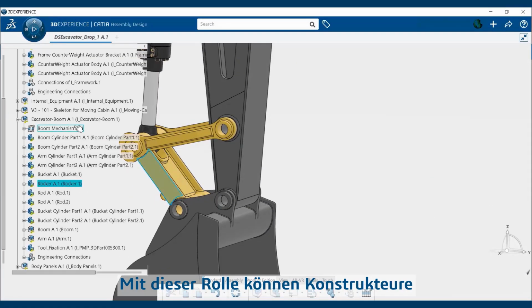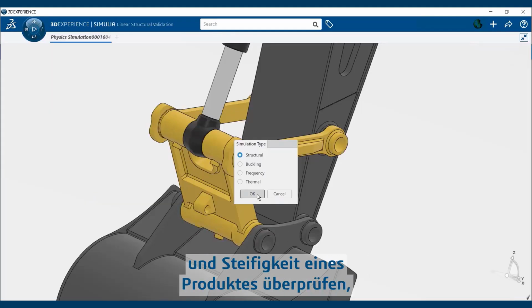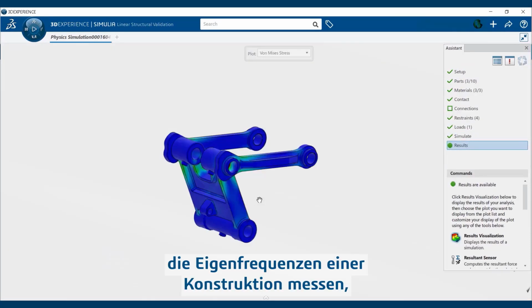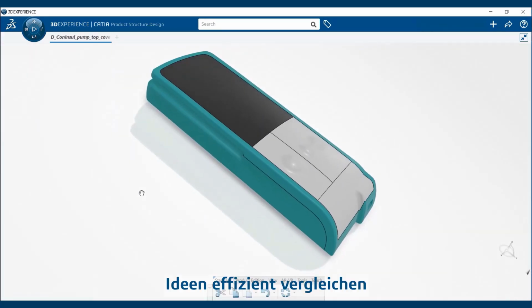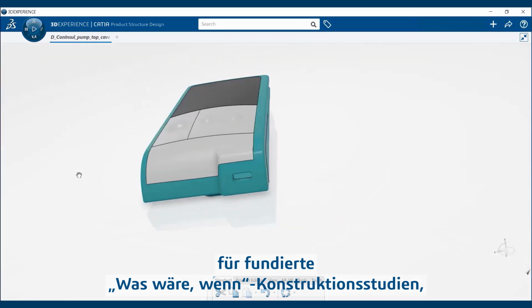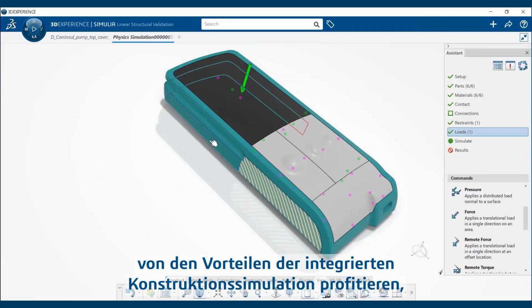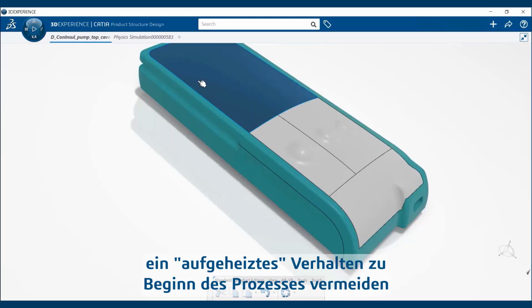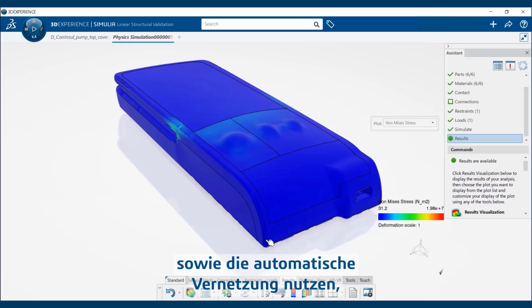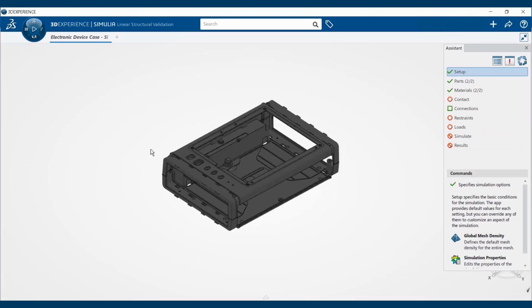With this role, designers can quickly evaluate the strength and stiffness of a product during design, assess the natural frequencies of a design to avoid excessive vibrations, compare ideas efficiently for informed what-if design studies, get the full benefits of integrated design simulation with a unique guided workflow for fast adoption, avoid overheating behavior early in the process, and take advantage of automatic meshing to allow more time for design tasks.